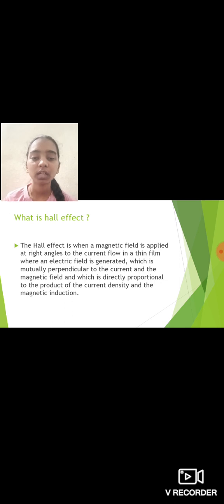My subject is electronic devices and circuits, and my topic is applications of Hall effect. What is Hall effect? The Hall effect is when a magnetic field is applied at right angle to the current flow in a thin film, where an electric field is generated which is mutually perpendicular to the current and the magnetic field, and which is directly proportional to the product of the current density and the magnetic induction.